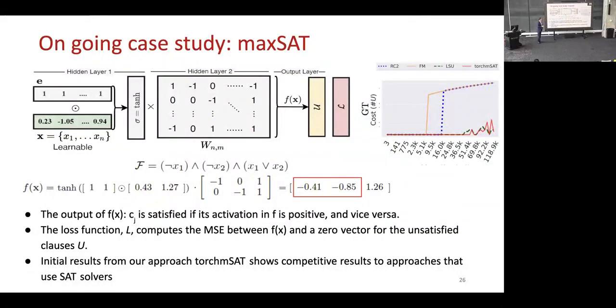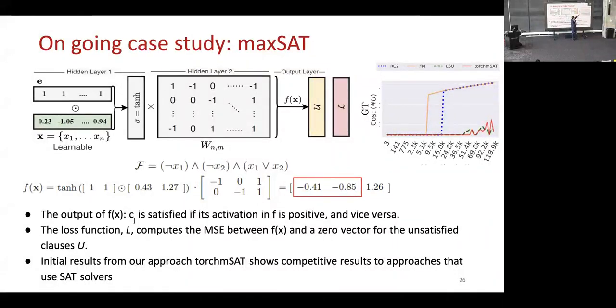And your loss function is basically trying to minimize all the negative scores at the end of the day, because all of the negative scores indicate that this clause has not been satisfied. So if you're trying to minimize the negative values, then you're trying to minimize the number of unsatisfied clauses. It is still work in progress, but we do have encouraging results. This is one of the Boolean formulas we're trying to solve. Torch MSAT is our approach. These are three other state-of-the-art combinatorial optimization solvers.